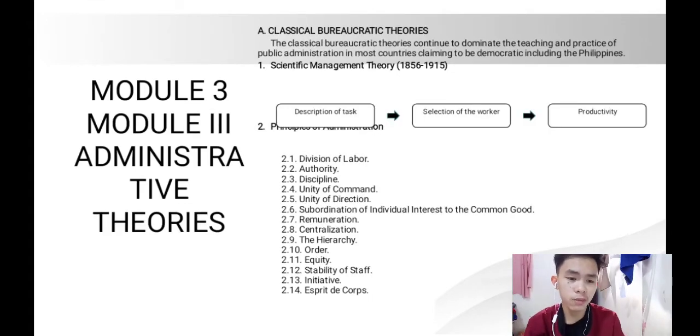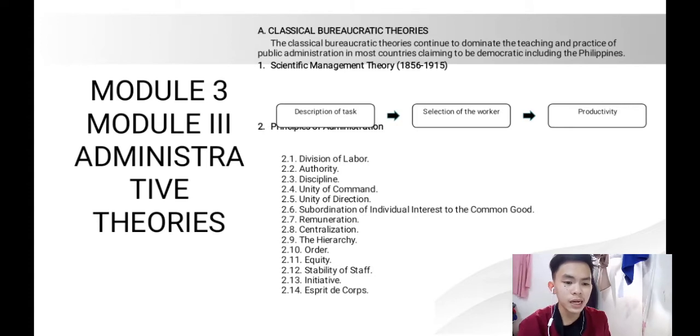So moving on to Module 3, the administrative theory. In this module, we will be talking about the three main theories. First, the classical bureaucratic theory. The second, the human relations theories. And third, we have the modern organization theories.